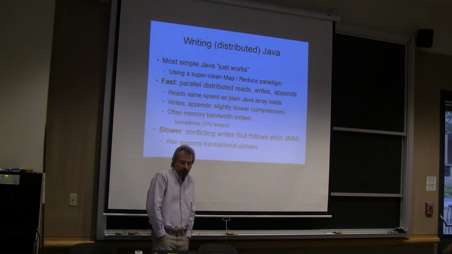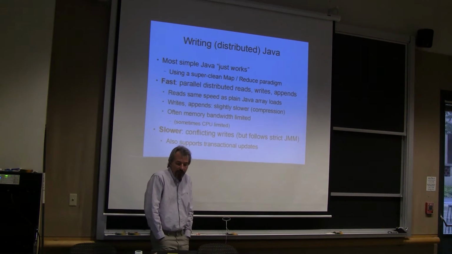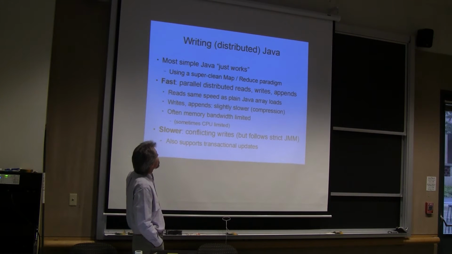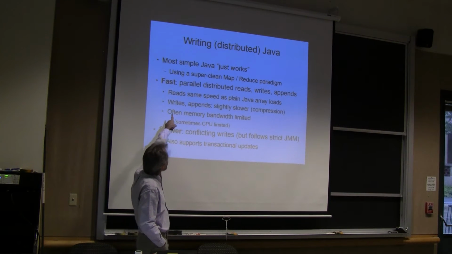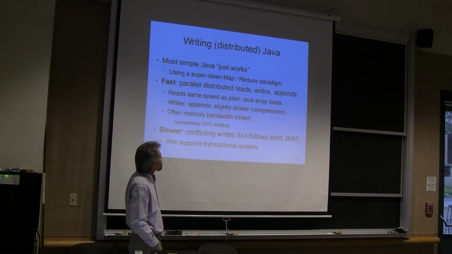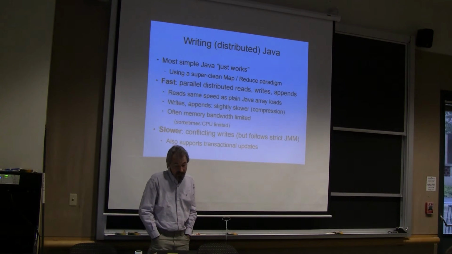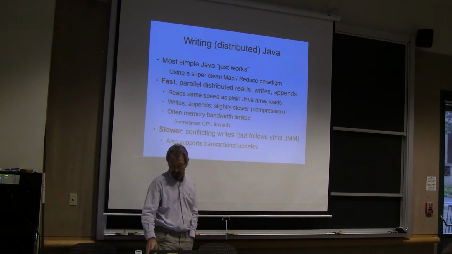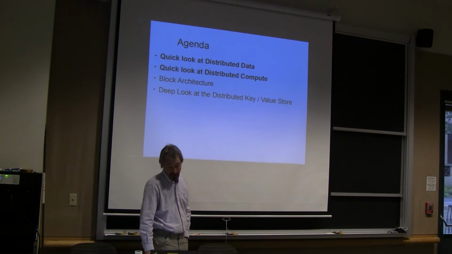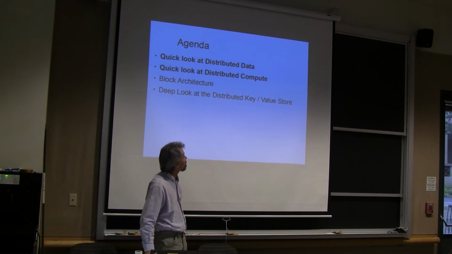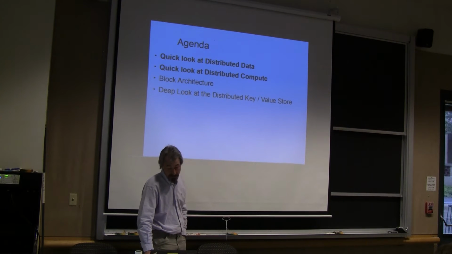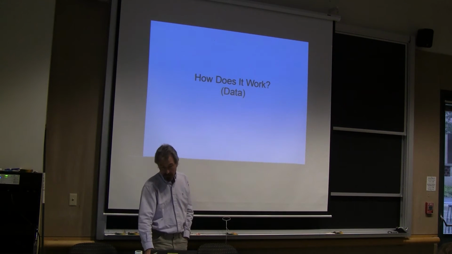So most simple Java just works using this very clean MapReduce paradigm. And the key there is that each of the different maps are going to read this giant array with basically the same speed as plain Java array loads. It's going to be memory bandwidth bound. You can do writes with compressions a little bit slower, and conflicting writes, if you're into parallel computing at all, you know what a conflicting write means. It's supported, but not recommended. And it won't be necessary for anything you guys are doing. So mostly I'm here to show you the quick look at what the data is doing and where and how it works, and how the compute works, so you understand the mechanism behind.